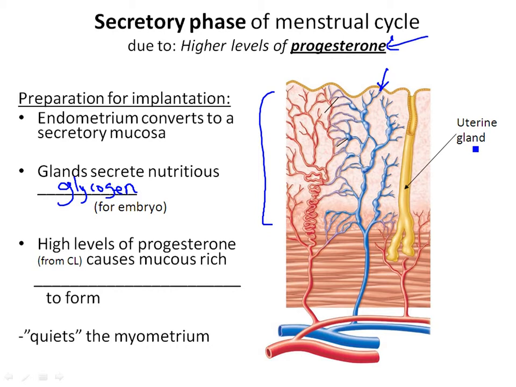Well, we want to have these uterine glands ready. They're going to be turned on. They're going to produce lots and lots of glycogen in case there's an embryo.